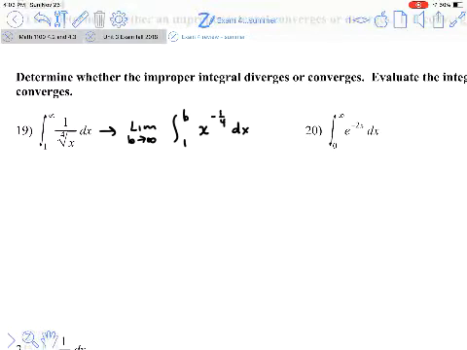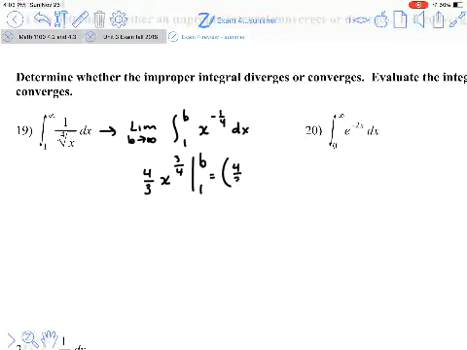And that's just the general power rule. You're going to add 1 to it. So this is x to the 3/4. And then we need to multiply that by 4/3. And then the fundamental theorem of calculus is from 1 to b.